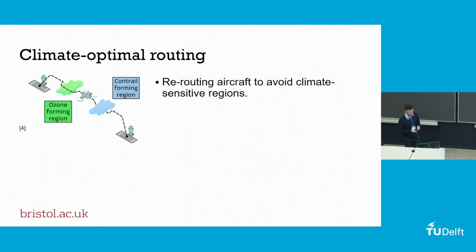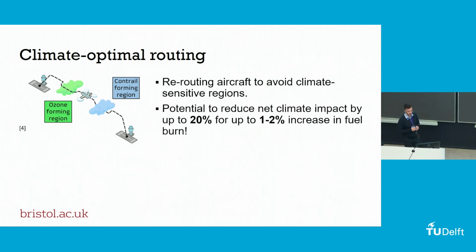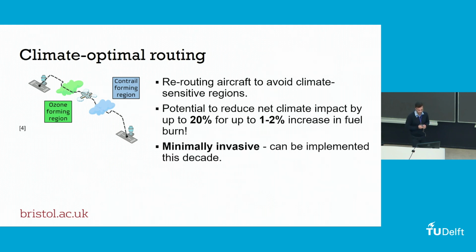And this isn't just a small thing, this is potentially 20% that we could shave off of the climate impact of a flight for just 1 to 2% increase in fuel burn. And a lot of the times, even less than that. So this is huge. Like, if this was actually implemented, it could completely change the game. And the best part about it is that it's minimally invasive, so it doesn't actually require much new technology or infrastructure or equipment whatsoever. All it is just changing the way we fly. So ideally, we could see most of the fleet converting to these climate optimal routes by the end of the decade.